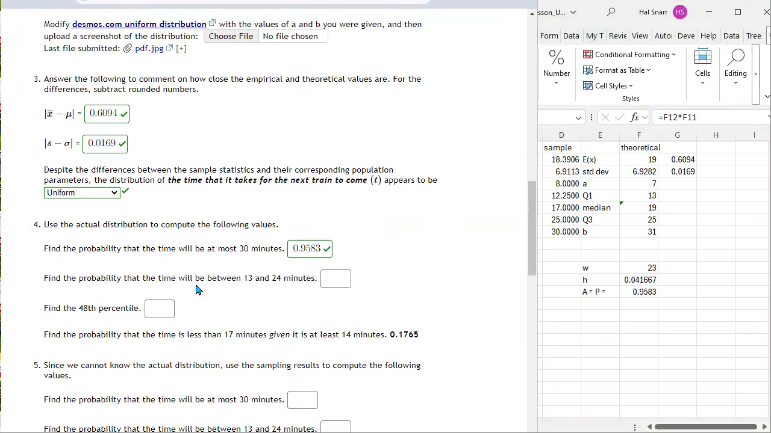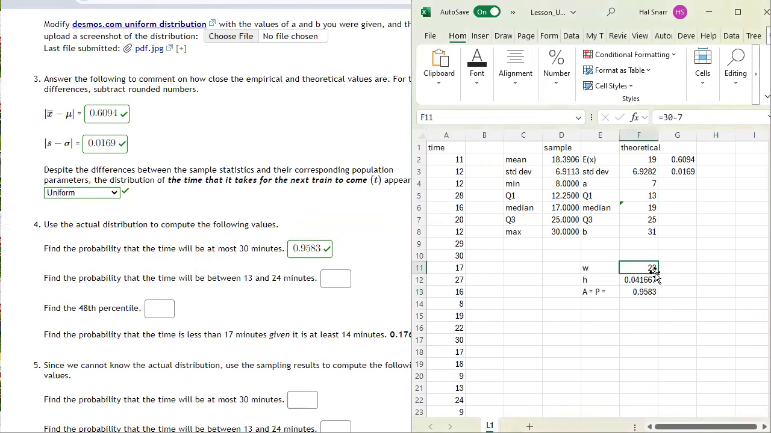Find the probability that the time will be between 13 and 24. So this was between 7 and 30. We need to find 13 and 24. So we're going to do 24 minus 13. We're using the same height again. We're going to multiply the width times the height. The width of a box from 13 to 24 is 11. The height is 0.041667. So the area or the probability is 0.583.